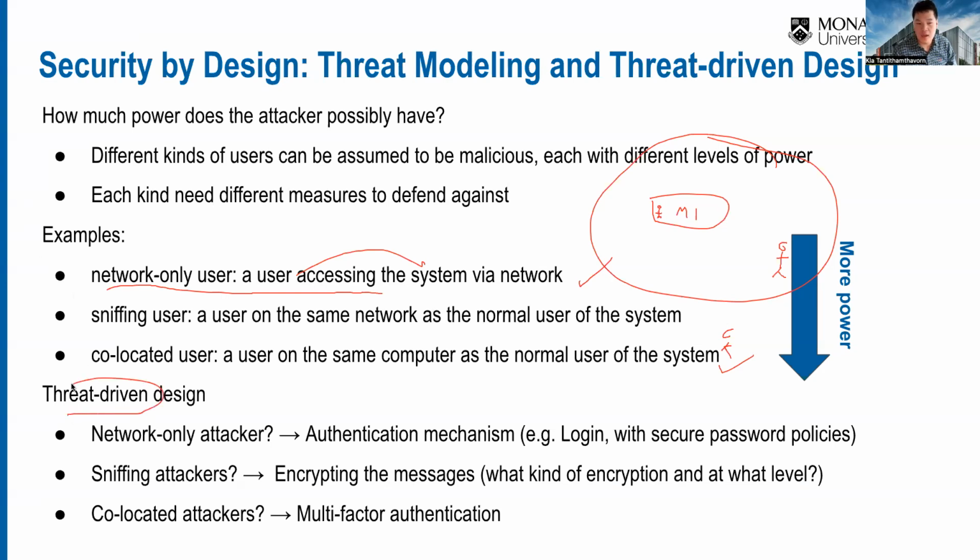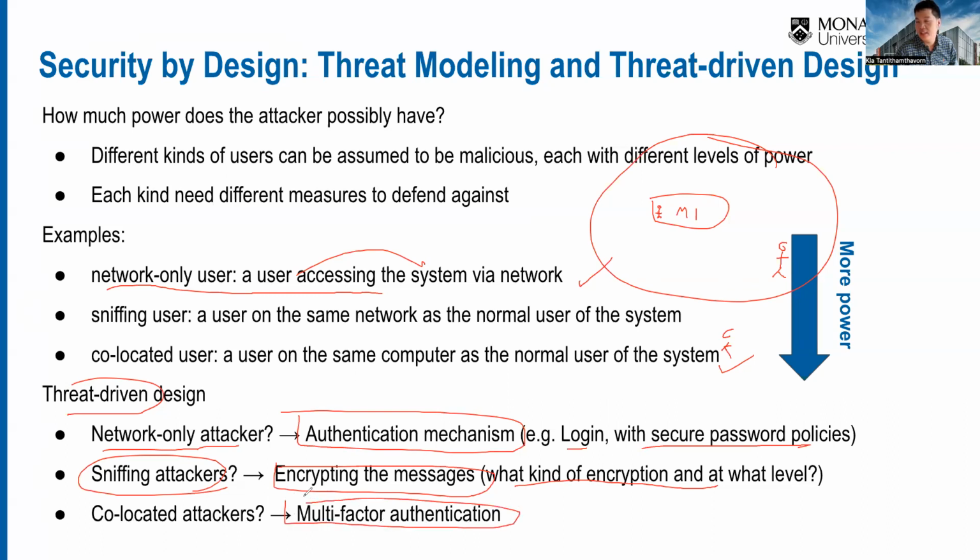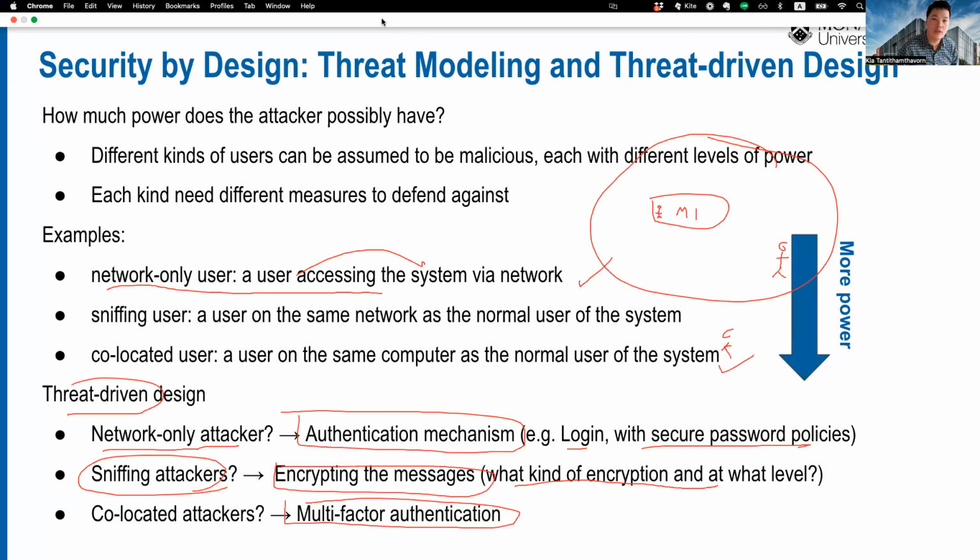So we design the security based on the potential threat category. If it is a network-only attacker, we need to think about an authentication mechanism like a login system with secure password policies. If we want to prevent sniffing attackers, we need to think about encrypting the messages. The communication between people should be encrypted, but the key question is what kind of encryption and at what level we are going to use. For co-located attackers, we can use multi-factor authentication to prevent such threats.